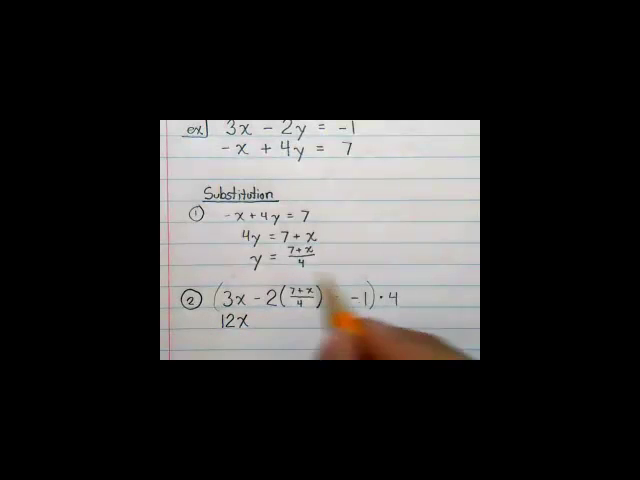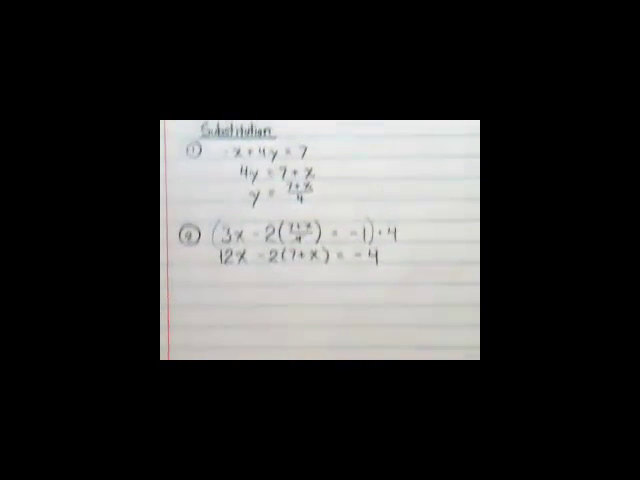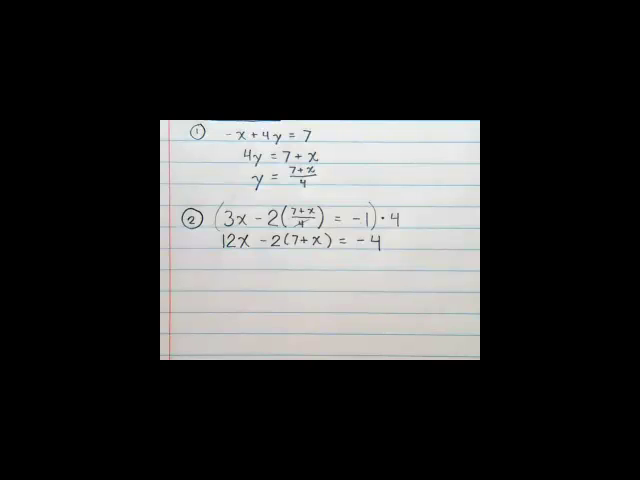Now be careful in the middle here. I don't actually multiply this 4 with the 2. This 4 is just going to cancel out this 4 on the bottom and leave me with everything else that was there. So now it's just minus 2 times 7 plus x. By distributing it to this one, this 4 canceled this 4, and then there's nothing else, so I don't have to actually multiply with the 2 there. Equals negative 4. So now it's a much easier equation to work with.